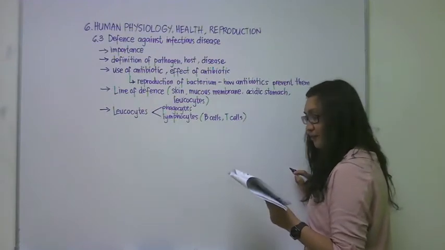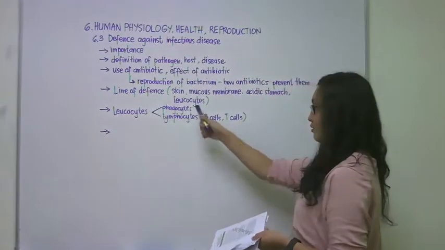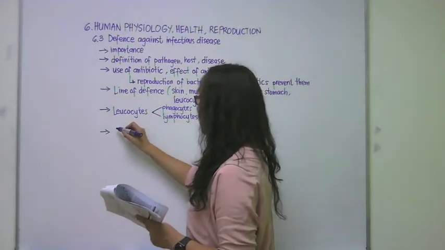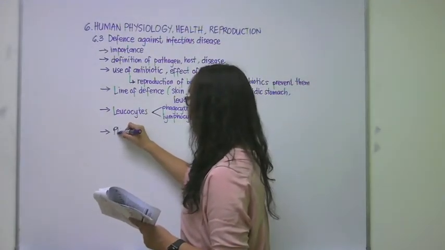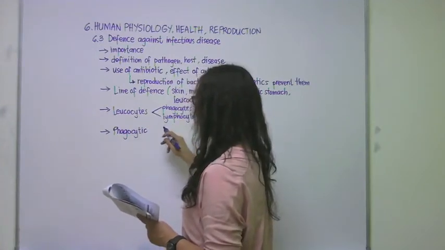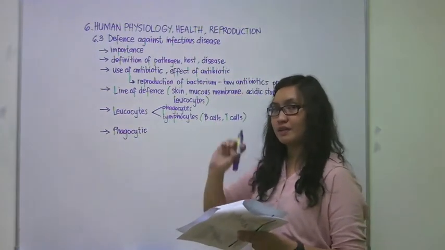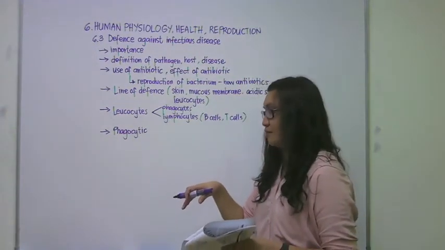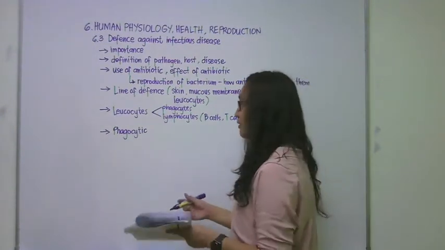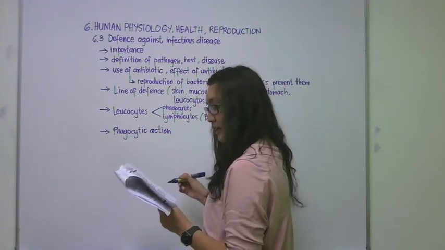Right after this, once we have differentiated the two types of lymphocytes, we have to indicate how a phagocyte is working. We have to indicate how the phagocyte is able to move towards a specific pathogen, and how it is able to neutralize the pathogen.